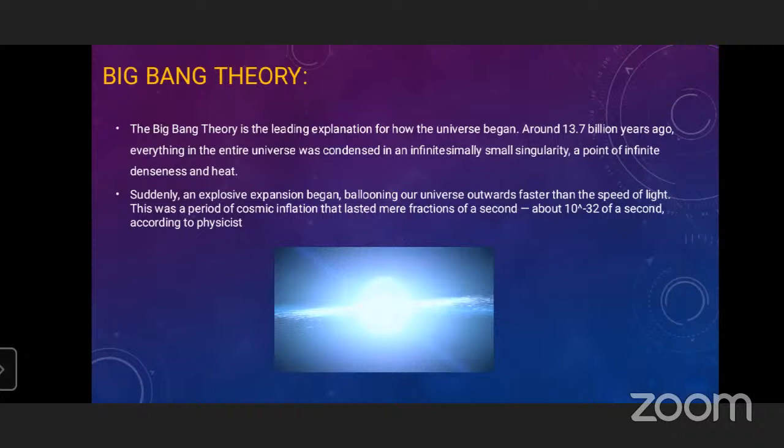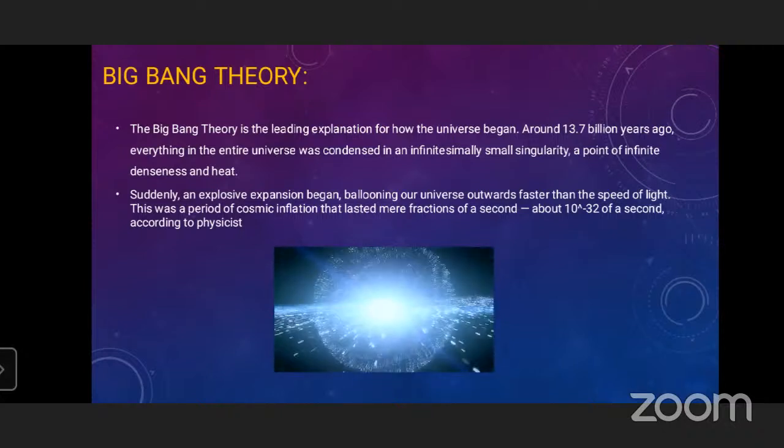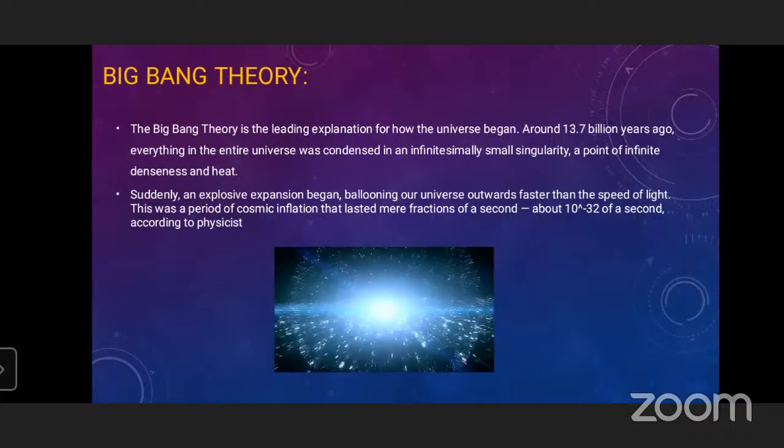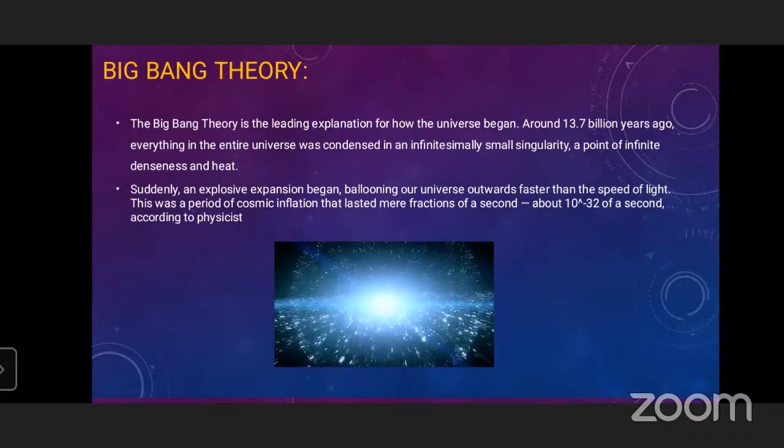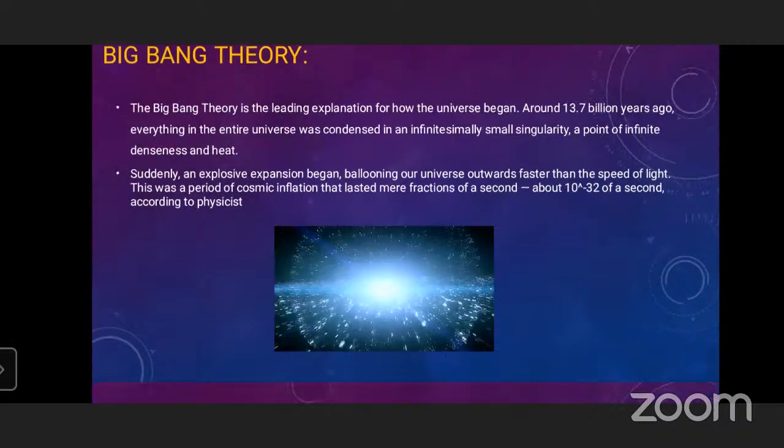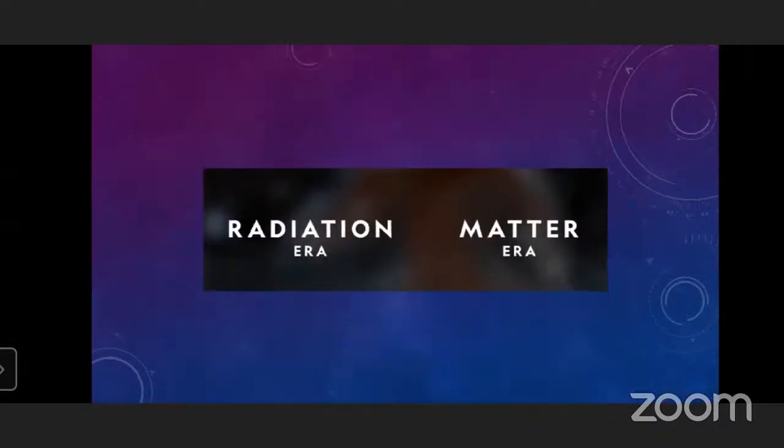What happened next is the two major stages of the universe's evolution. First is the radiation era. Second is the matter era. The name radiation era came from the high concentration of radiations after the Big Bang. Next, the matter era came, where these radiations resulted in the production of atoms.